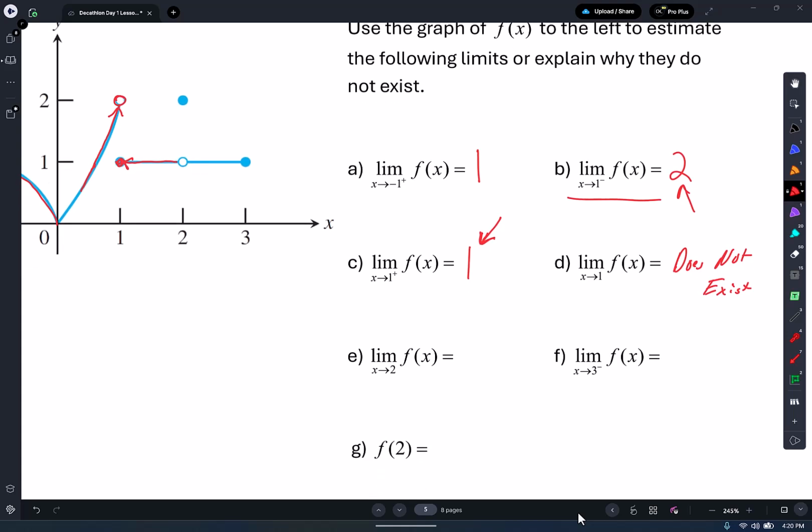Limit as x approaches 2 of f of x. Well, it just says 2, so I've got to check from the left and the right. If I approach 2 from the left, if I approach 2 from the right, what y value am I converging at?